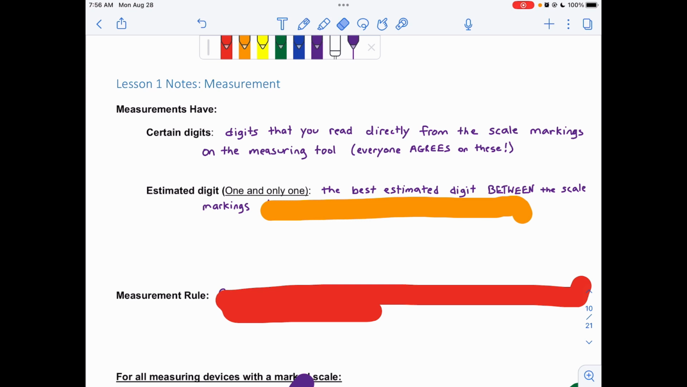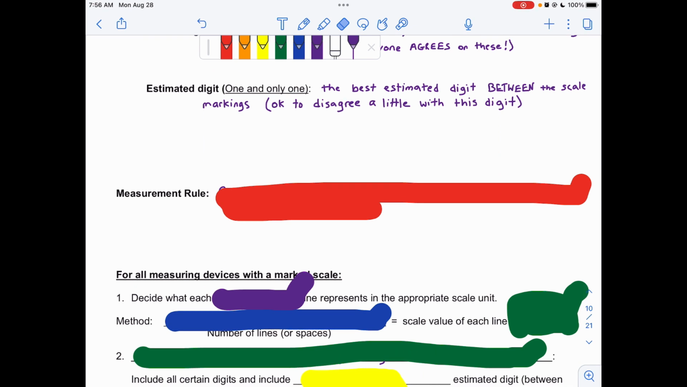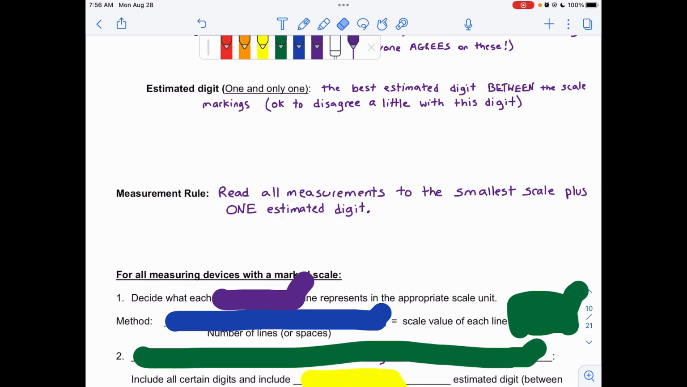We don't always agree on those because sometimes I might think it's a little bit more to the left than you, and it kind of depends, but usually they're close. So I might say the estimated digit is an 8, and you might say it's a 7, and someone else might say it's a 9, but we're all really close together. It's not like I'm going to say it's a 1 and you're going to say it's a 9. That's very different. But we do have a rule. Whenever you measure, you're going to make sure that you read to the smallest scale and that you include one estimated digit. We don't include 2 estimated digits, we include 1 estimated digit.